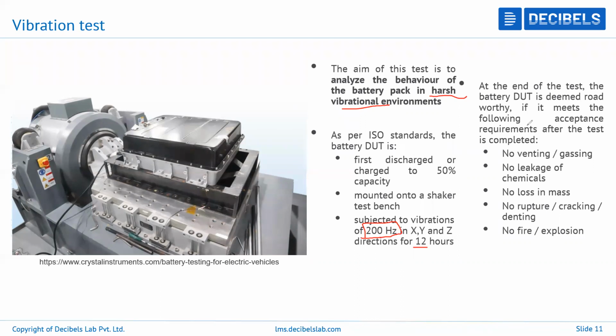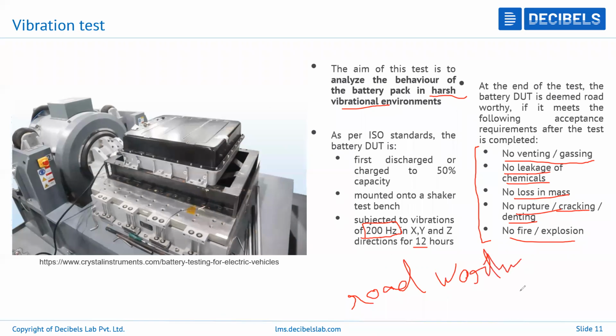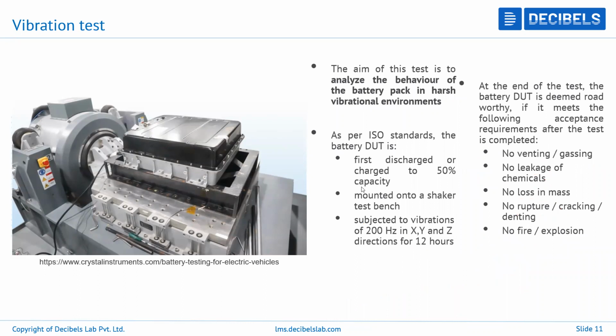At the end of the test, the battery that has been tested will once again have to undergo this set of acceptance requirements. So no gassing or vaporization, no leakage of chemicals, no change in mass, no cracking, no denting, no rupture, no external or internal damage, no fire or explosion, and no thermal runaway. If all of these are satisfied, then once again it is deemed roadworthy. So that is the complete objective of the vibration test. Again, it is limited to 200 hertz.